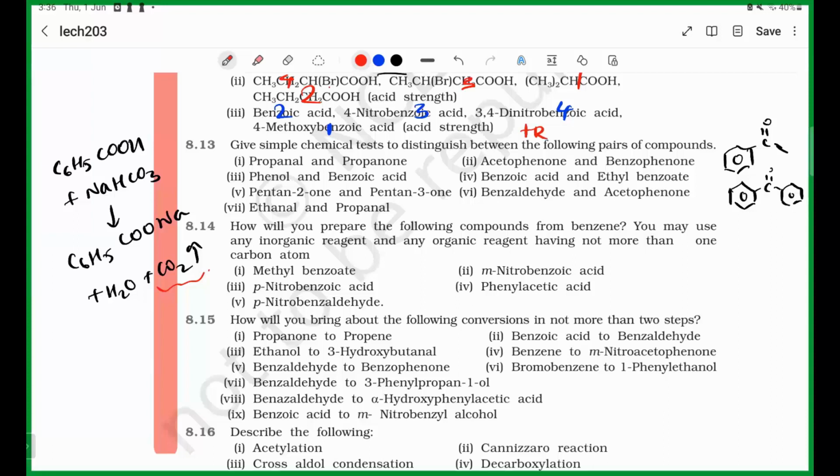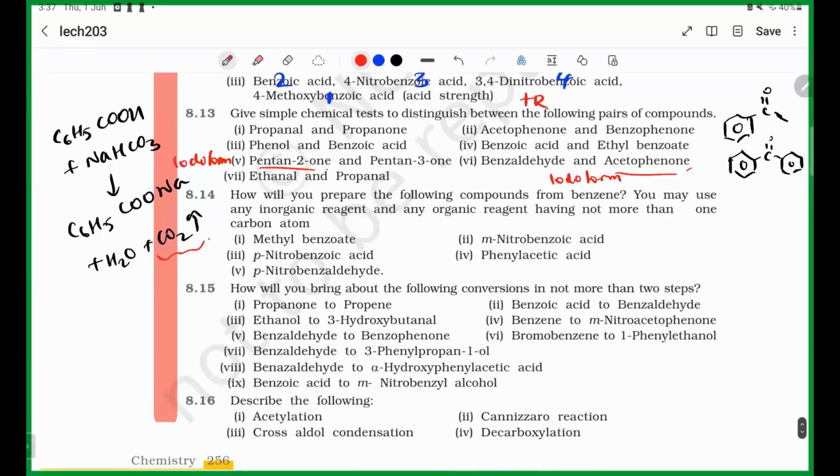Now, pentan-2-one and pentan-3-one. Again, pentan-2-one has a methyl ketone group, so it will give the iodoform test. Benzaldehyde and acetophenone, again, you can distinguish by the iodoform test, because acetophenone is a methyl ketone. You can also use sodium bisulfite, NaHSO3, because this also gives you the differentiating nature of aldehydes and ketones.